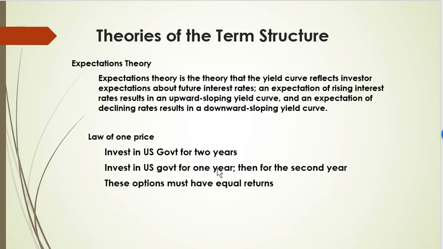And basically it says two investments that are identical have to have the exact same returns. So you can invest in a United States government bond for 2 years, or you can invest in a United States government bond for 1 year, and then for the second year, right? So these are two 1-year investments. You should get the same return from this strategy as you do from this strategy, because this provides us with the exact same investment. So they have to have equal returns.